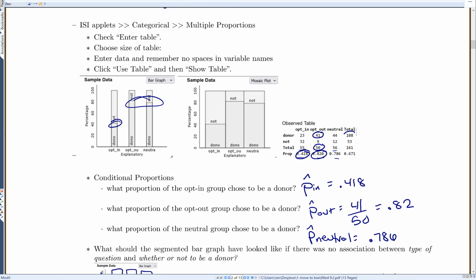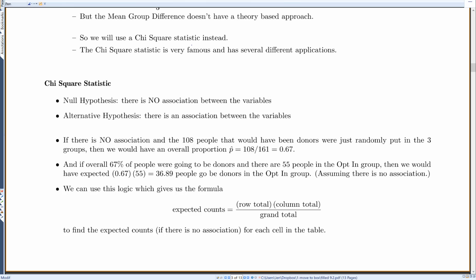There were 108 total donors out of 161 total people. Okay, so this is the overall proportion of donors, 108 out of 161. And so we get 0.67 overall that are donors.